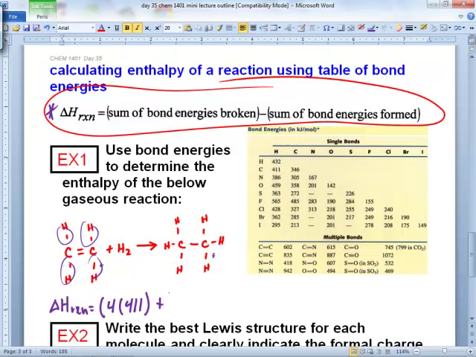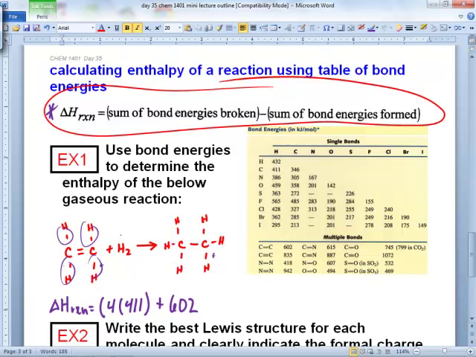plus, let's break that C double bond C. How much energy for that one? 346. Oh, that's single. Yeah, double bond C would be 602, right? Yeah, double bond would be 602. Okay. Is there anything else I have to bust up?